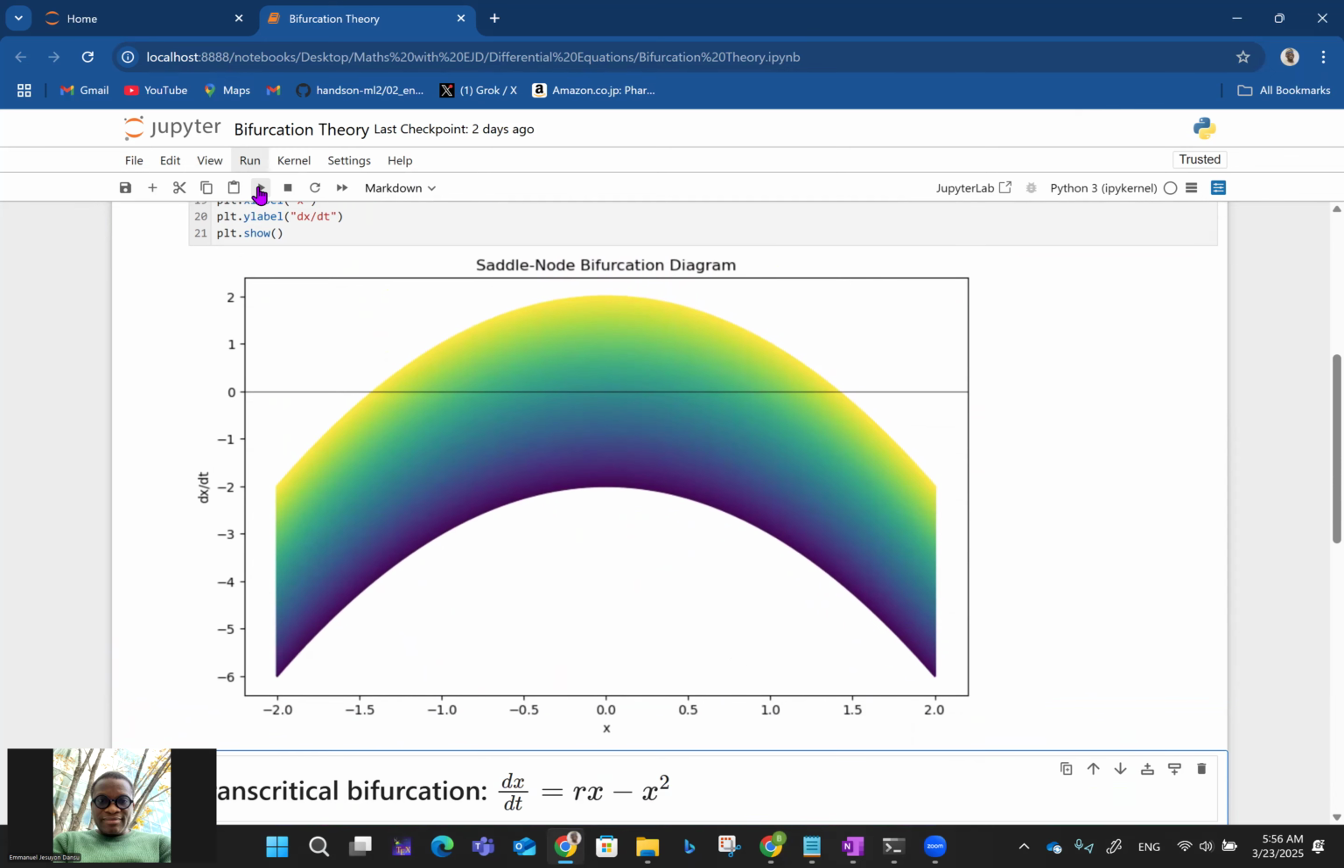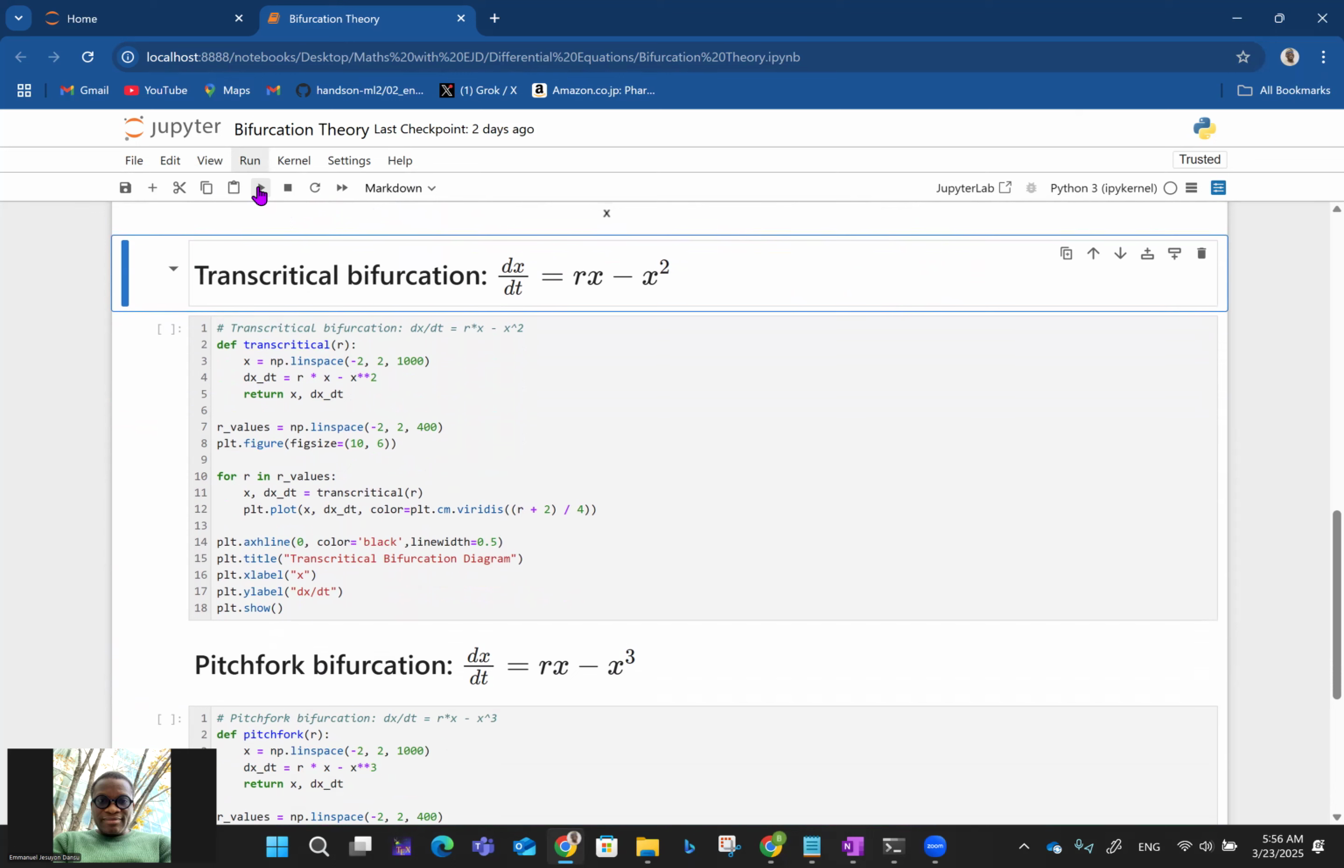Then for the next one, you have transcritical bifurcation. Let me even see. So for saddle node, the condition is that it occurs when two fixed points, one stable and one unstable, collide and annihilate each other as the parameter is varied. So for r equals 0, the two fixed points merge and vanish, basically.